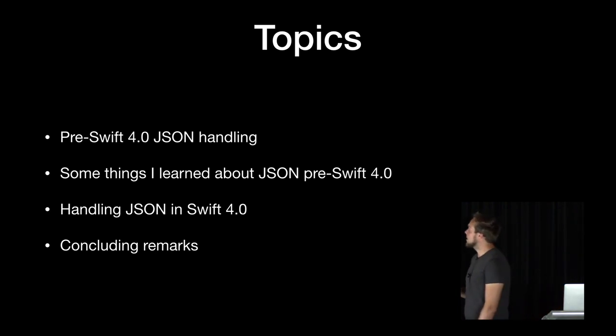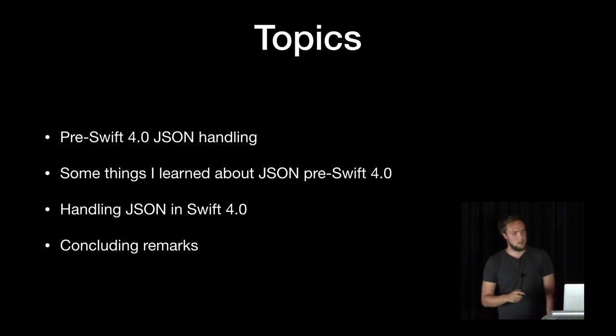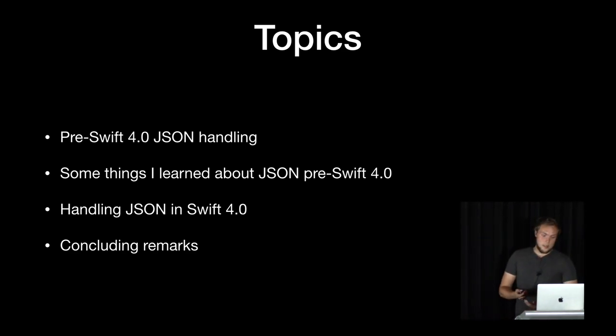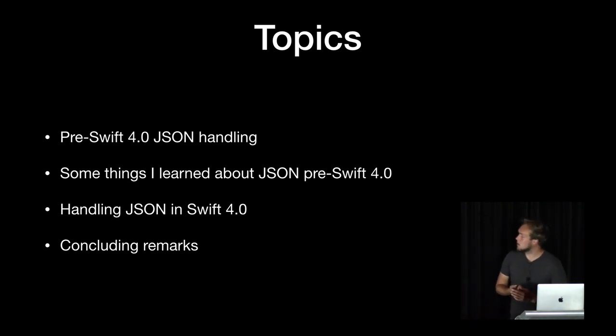So, the topics for today. I would like to speak a little bit about handling JSON before Swift 4. And then I just want to talk about a few of the things that I learned about it so far. And then we're going to see how Swift 4 changes the handling of JSON and some of the remarks that I would like to leave you with for the end, because I personally don't think that even Swift 4 is perfect in terms of JSON handling.